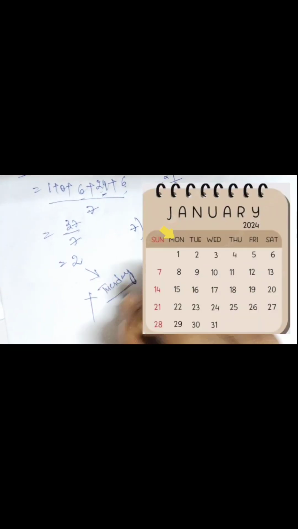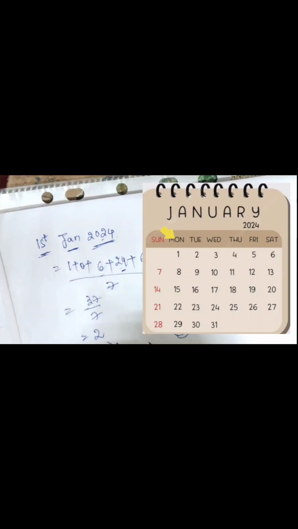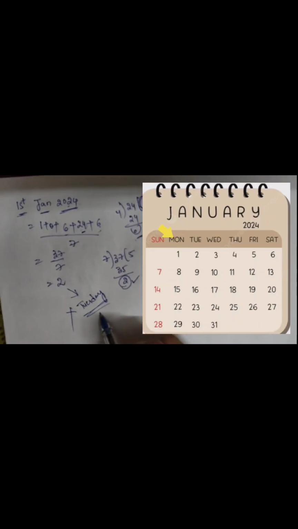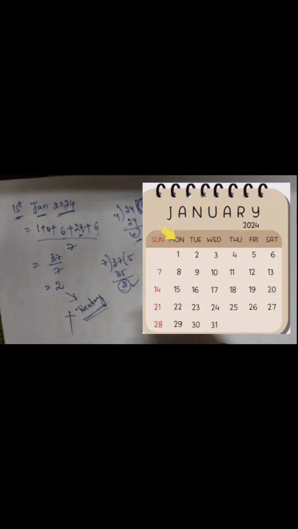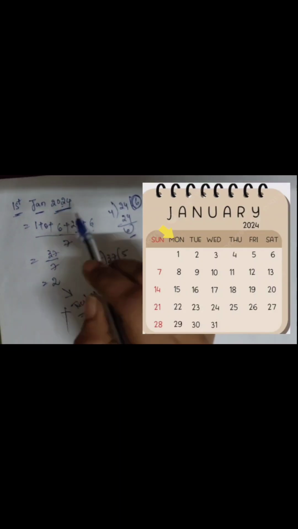But it is not Tuesday. This is one exception because 2024 is a leap year. So here is the calendar. Check it out. See, it is Monday. But we are getting Tuesday because it is a leap year. So before going to any problem like this, check if it is a leap year or not. For leap years there is one condition, and for normal years there is another condition. So before going to the problem, please check it.